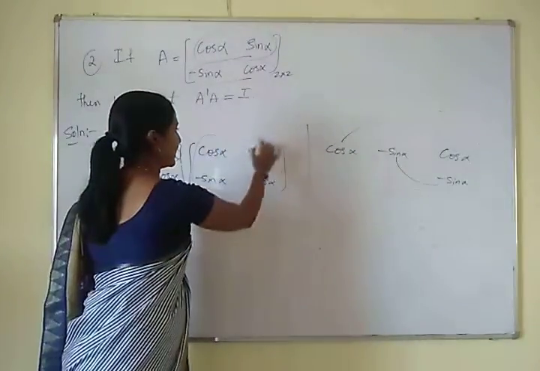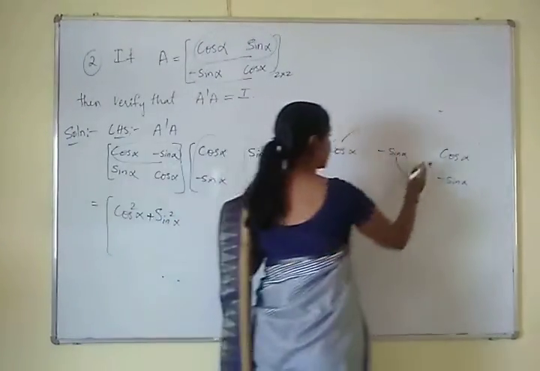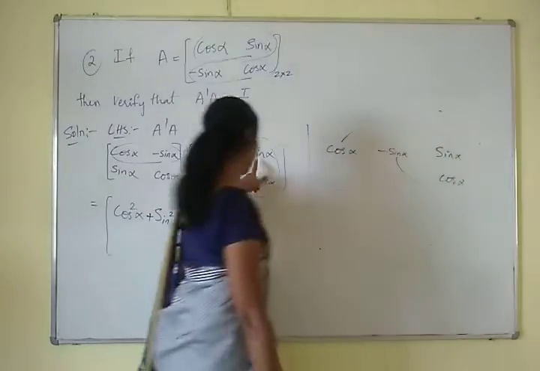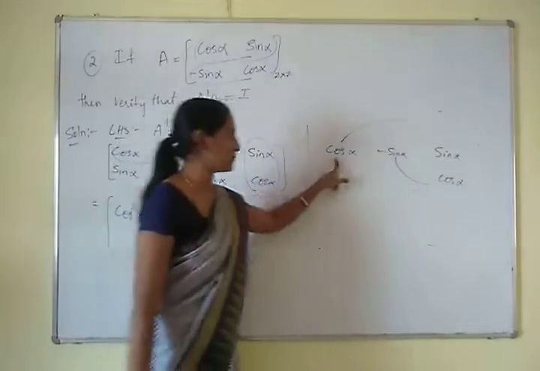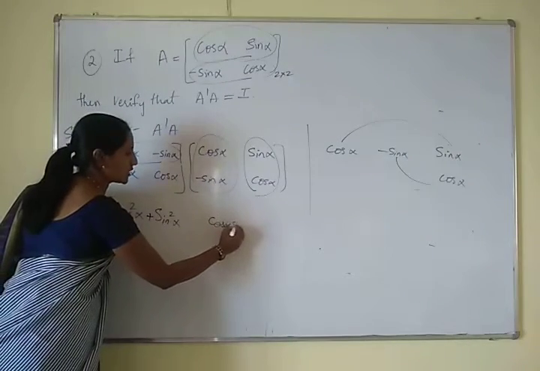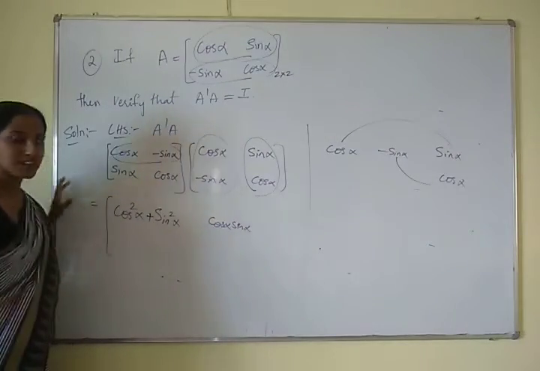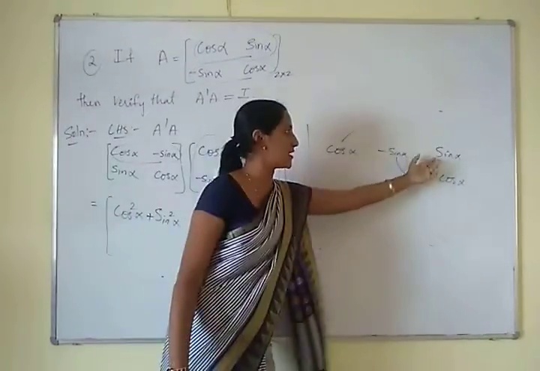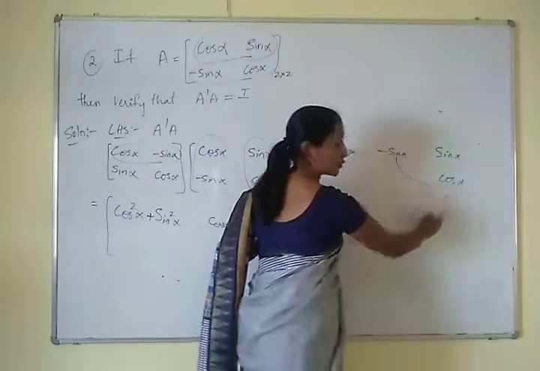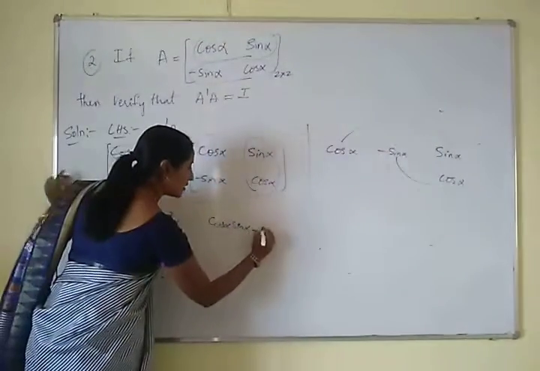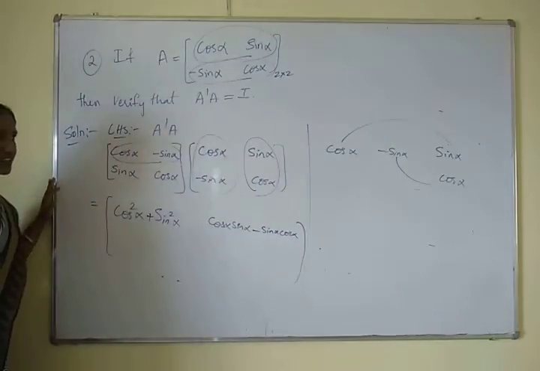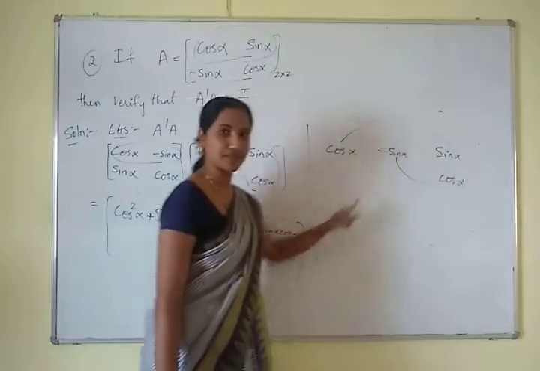Okay, let me retain the row as this. Let's go with the second column. Second column is how much? Sine alpha here, and now we have cos alpha. Clear? Now multiply cos alpha into sine alpha. Just write it as this. Cos alpha into sine alpha is cos alpha sine alpha. Next, minus sine alpha into cos alpha gives you minus sine alpha cos alpha. Just write it directly. Why minus? Because you have minus here.